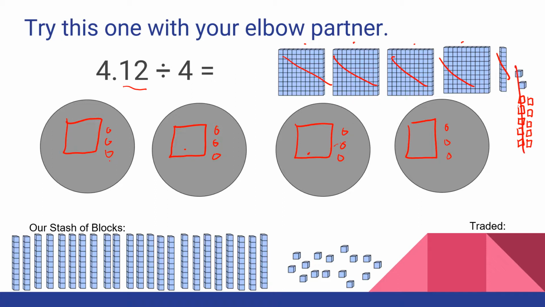All my hundredths are gone. So in each group I have 1 whole and 3 hundredths. So 1 whole and 3 out of 100. All right.